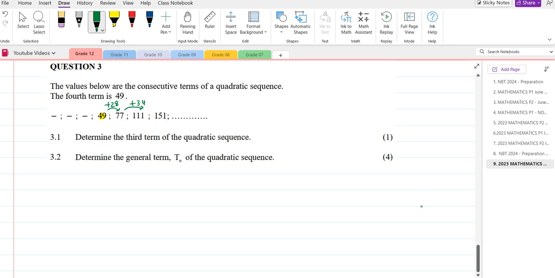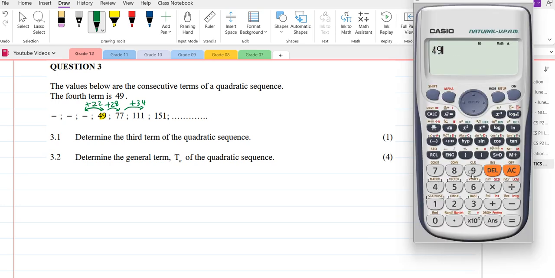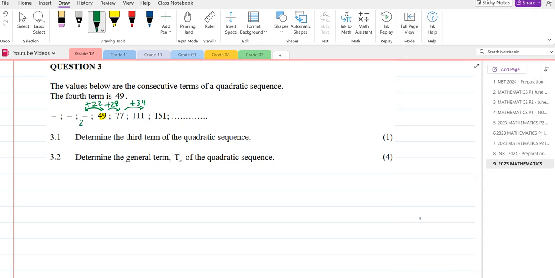So what's the difference between 28 and 34? It is 6, right? So if you're going backward, we're supposed to be adding 22. So what is 49 minus 22? You need to take 49 minus 22. So we're getting 27. So we're going to write term 3 is equal to 27. I hope you guys are understanding. So the third term is 27.